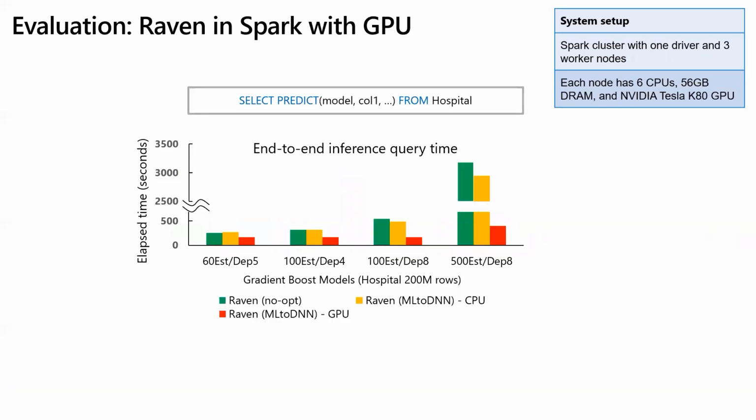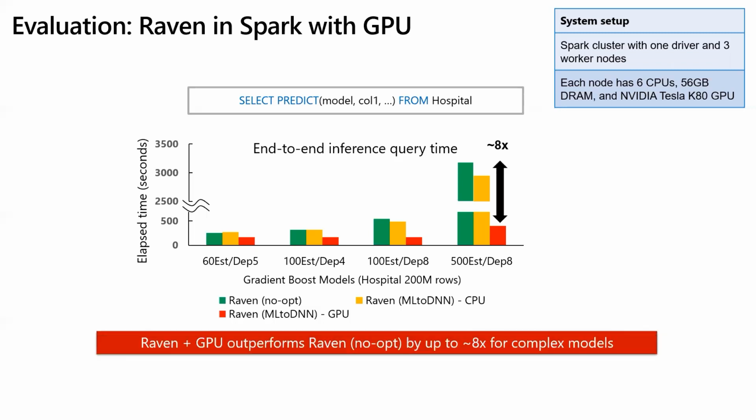The next graph highlights that using GPUs can significantly decrease inference time, especially for complex models. As shown in this graph, for gradient boost models with a large number of estimators and deeper trees, Raven's ML to DNN transformation with GPU can give 8x speedup compared to the original model without transformation.